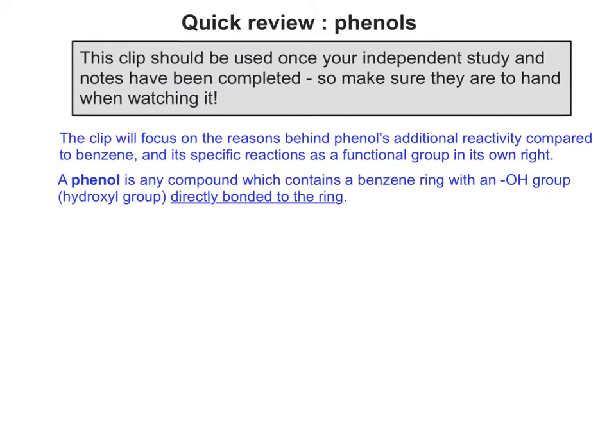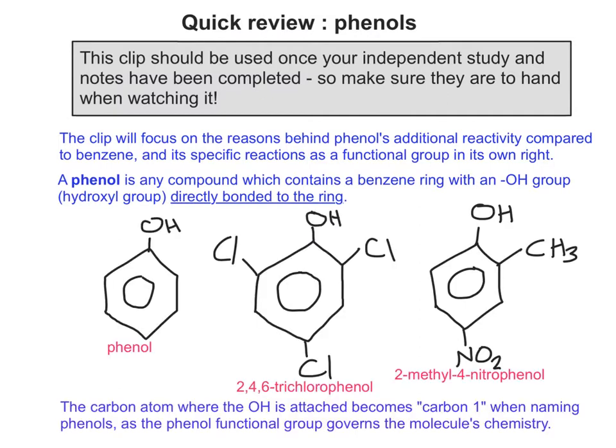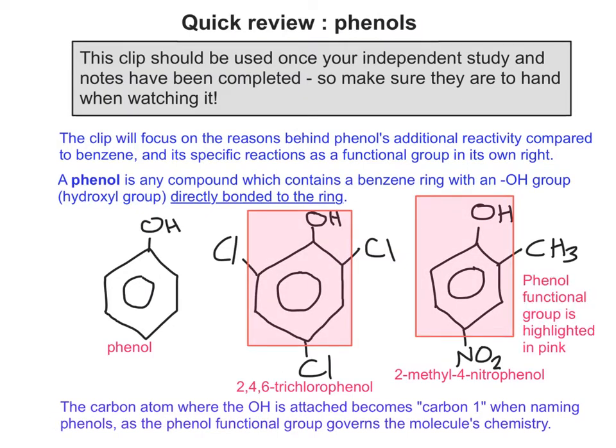So a phenol is any compound which contains a benzene ring with an OH group or hydroxyl group directly bonded to the ring. So the carbon atom on the benzene ring where the OH group is attached automatically gets assigned carbon number 1 when naming. So if we highlight the phenol functional group in our substituted phenols here in pink, we can also number the carbons so you can see where the naming comes from. As you can see, the carbon where the OH group is attached becomes carbon number 1.